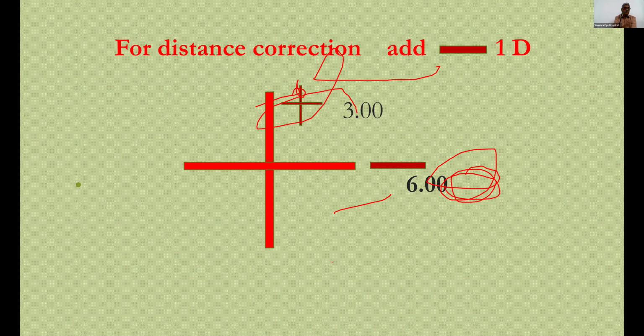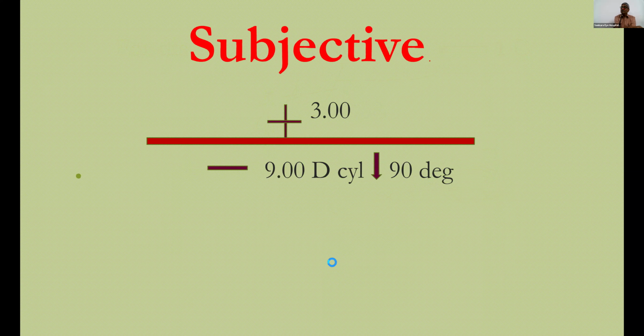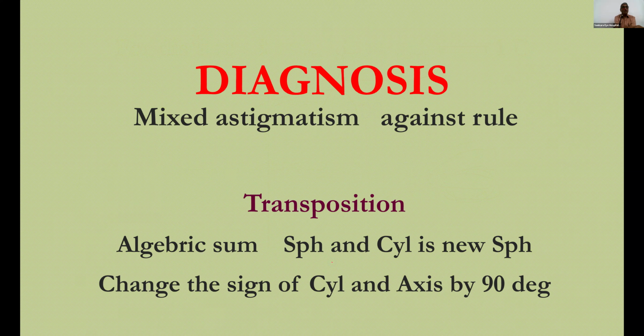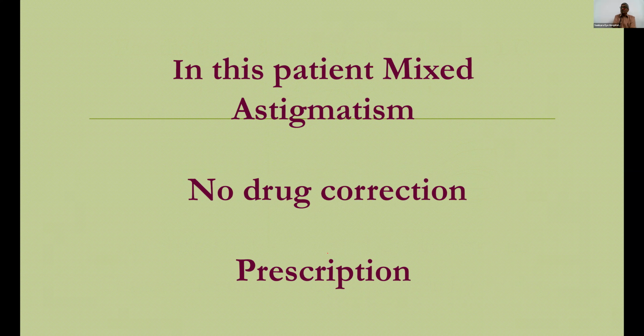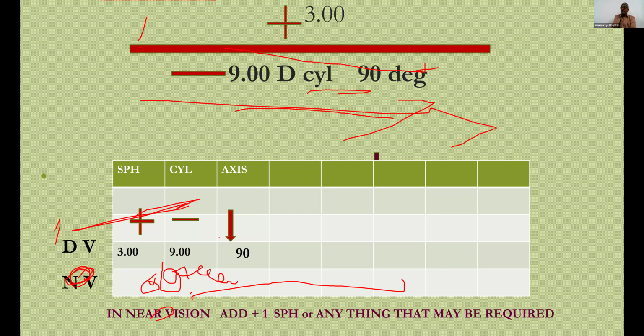But instead of doing it like this, you have a formula. Algebraic sum is the new sphere. Tell me, algebraic sum is what? Plus 3 minus 6, that is minus 6. Change the sign of the cylinder: minus becomes plus. Axis by 90 degrees: 180. Same thing only. Algebraic sum is the new sphere of the glass. Change the sign of the cylinder, minus to plus, plus to minus. Then the axis, 90 becomes another 90, you have to add.